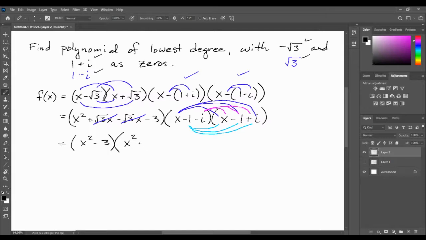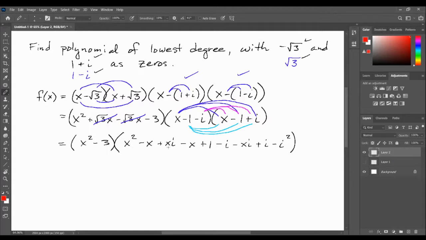Then x times negative 1 is negative x. X times plus I is plus xi. Distributing the negative 1 times x is minus x. Negative 1 times negative 1 is plus 1. Negative 1 times I is negative I. Distributing the negative I times x is negative xi. Negative I times negative 1 is plus I. Negative I times I is negative I squared. So that's a lot, but we're okay with that.